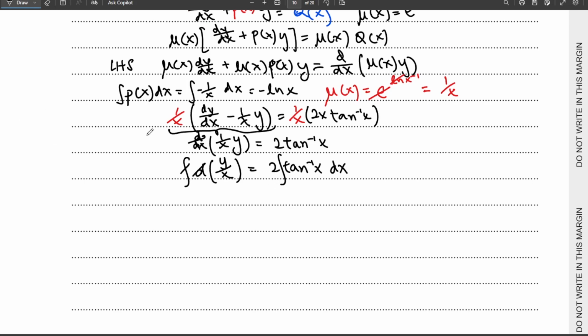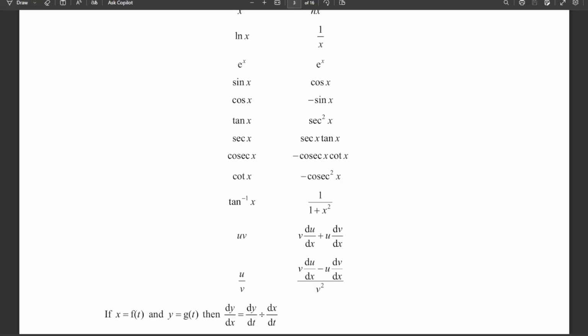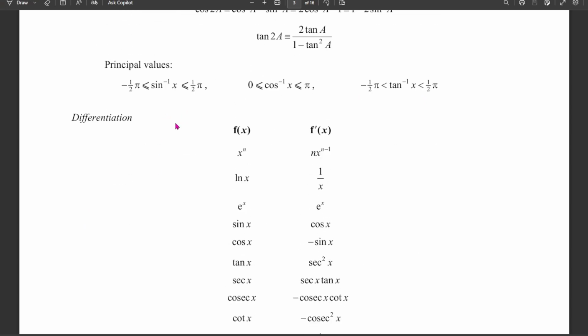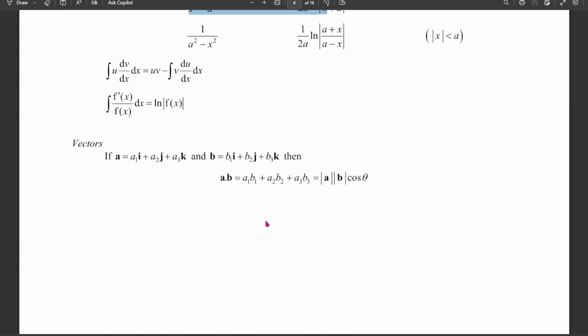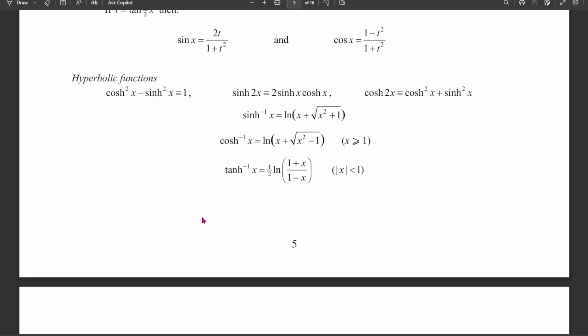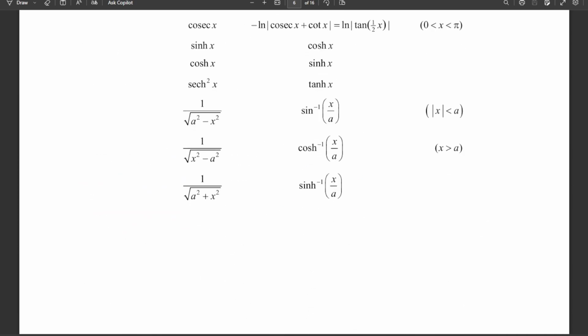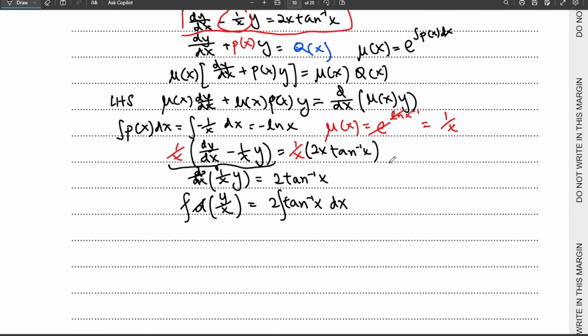This one does not exist in the formula sheet, right? If you try and find the integral formula, it does not exist there. So what we're going to do is an integration trick. We're going to use integration by parts.